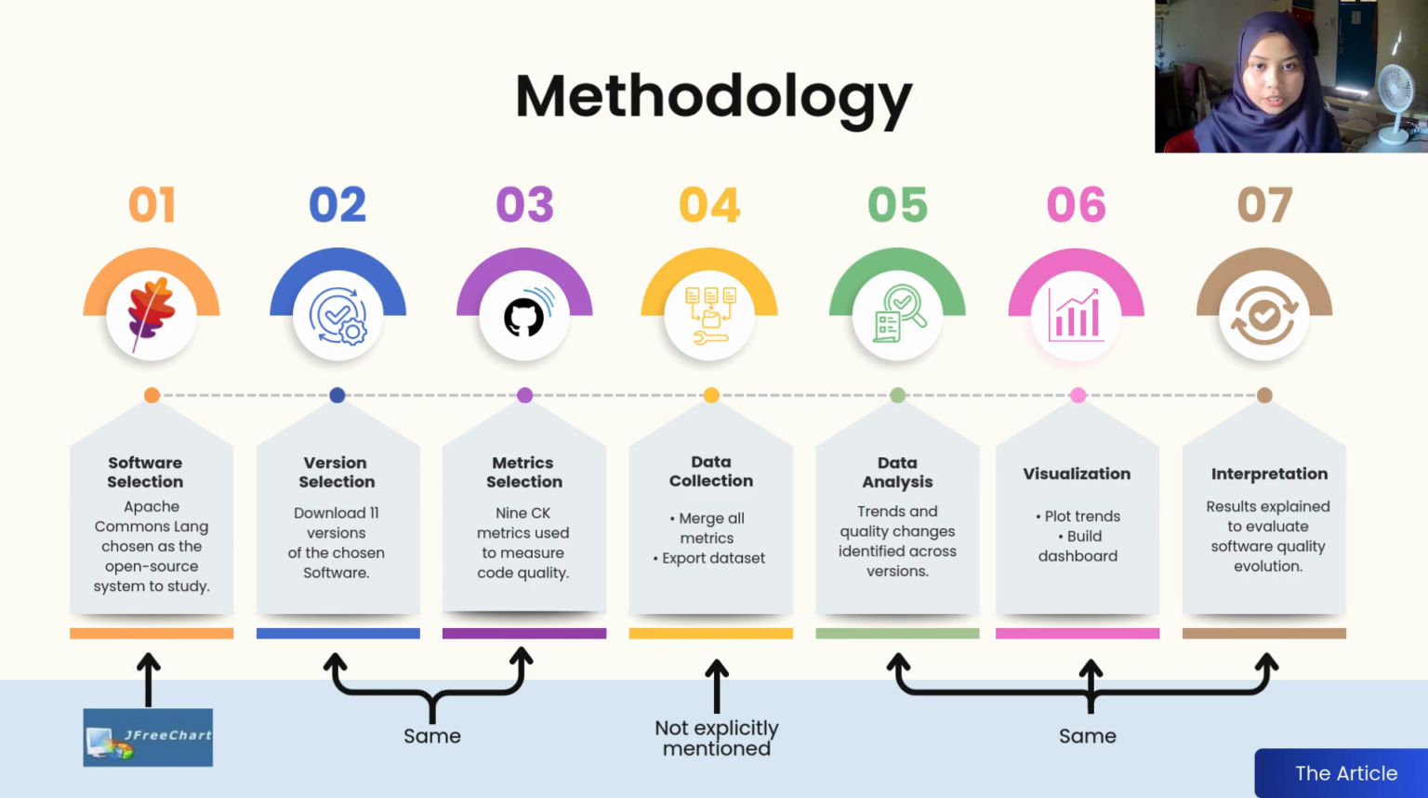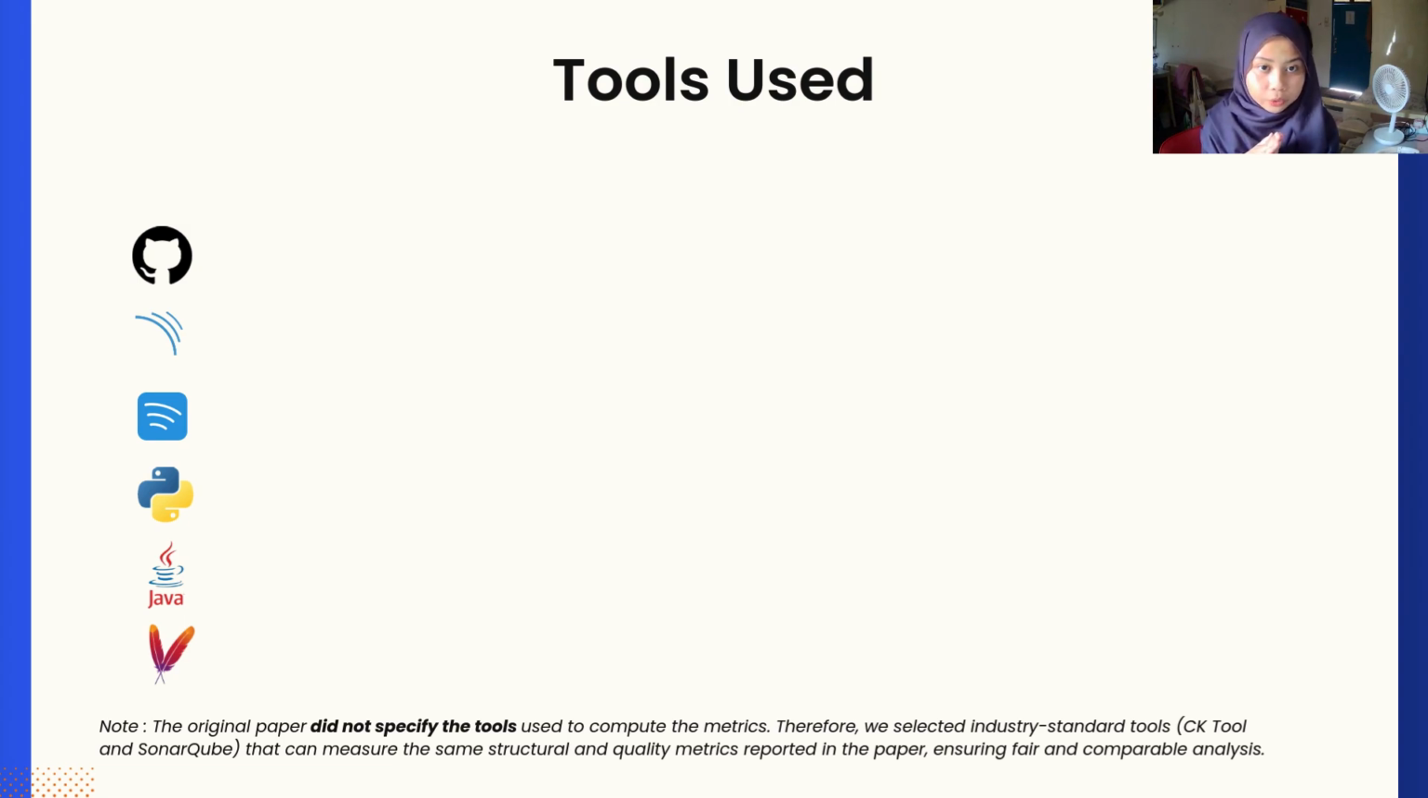And the third one is the metric selection. They are measuring the 9 CK metrics in order to measure code quality. The fourth one is the data collection. Because it is not mentioned explicitly in the article, we merge all the metrics because we use 2 tools, which are SonarQube and also the CK, and we export the dataset in order to do the data analysis by having trends and also quality changes identified across the versions. Then we do the visualization by plotting all the data and also build a dashboard in order to view the overview. And the last one is that we do the interpretation, which is we explain all the results and evaluate the software quality evolution.